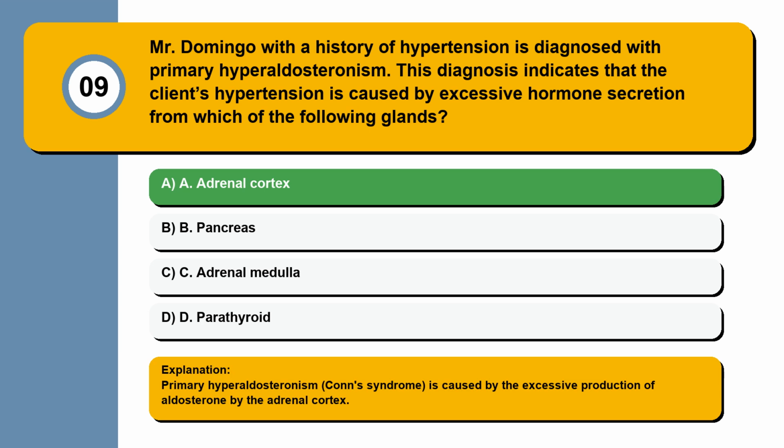Primary hyperaldosteronism, Conn syndrome, is caused by the excessive production of aldosterone by the adrenal cortex.